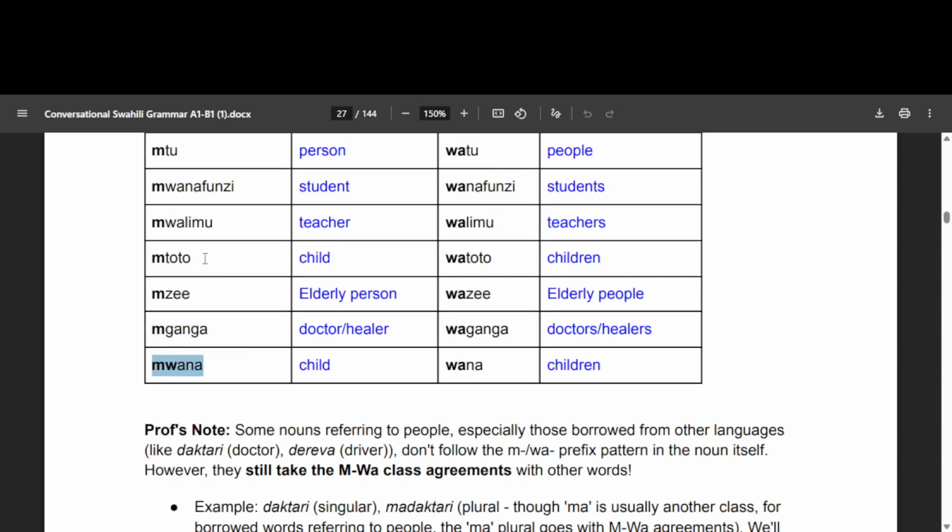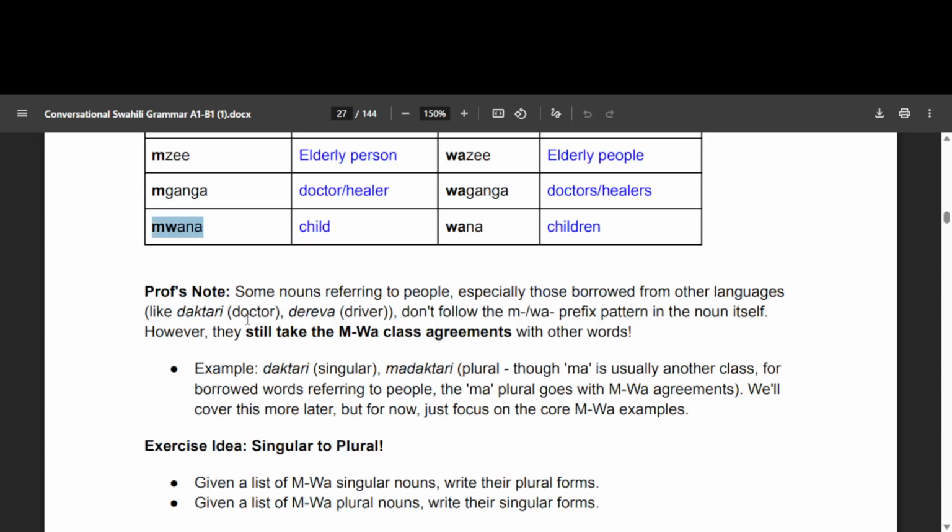Same like mtoto. Mwana, mtoto. Some nouns referring to people, especially those borrowed from other languages like daktari, dereva, don't follow the m-wa prefix pattern, as I said before, in the Swahili noun itself. However, they still take the m-wa class agreement with other words. Why? Because we said the m-wa class is animate creatures. Yeah, because they are people, they are animate, they will take the agreements for the other words.